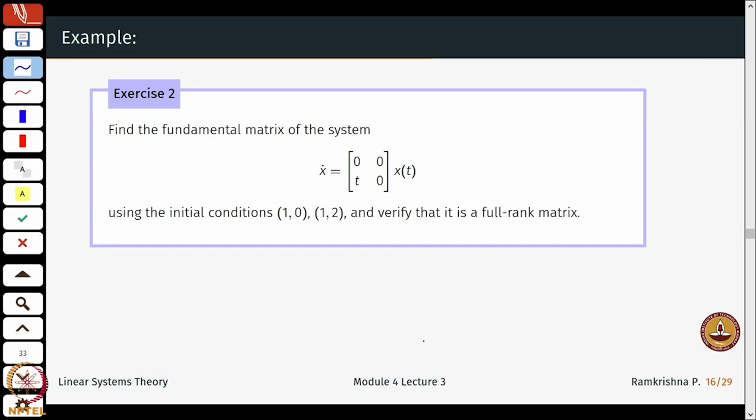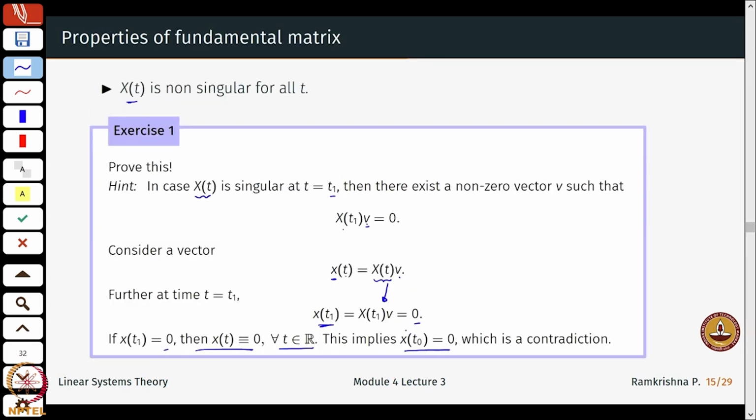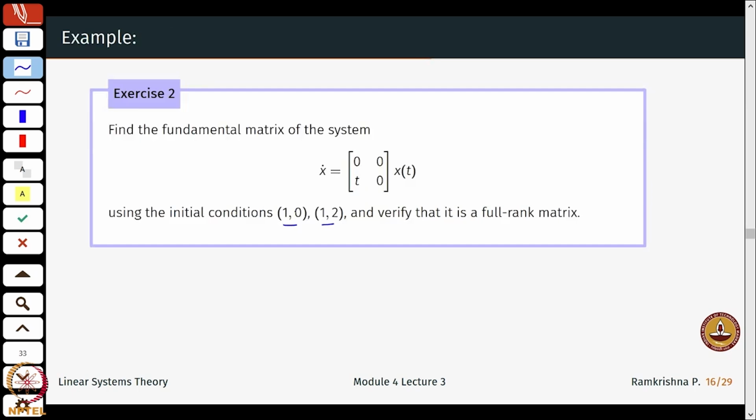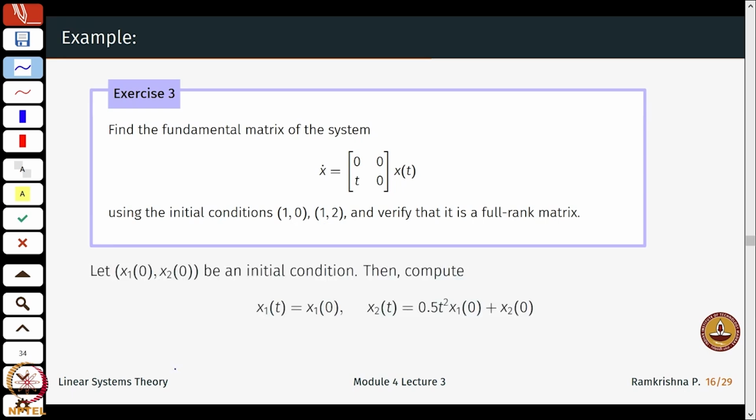So, this is the example which we started with. Let us see if we can find the fundamental matrix of the system using two initial conditions, (1, 0) and (1, 2). Do not confuse this with a zero initial condition. This is actually a non-zero initial condition, because both vectors are not 0.